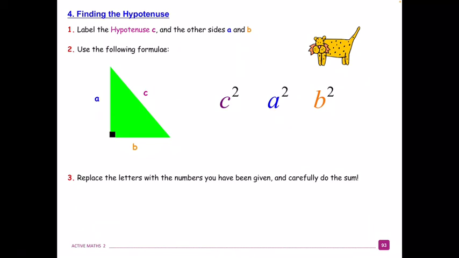All right, let's look at how we can use Pythagoras Theorem. Pythagoras Theorem states that c squared is equal to a squared plus b squared, where c is our hypotenuse and a and b are the other sides. When we're doing these questions, we need to label our hypotenuse c and the other sides a and b. We'll substitute our numbers into our formula and carefully do the sum.